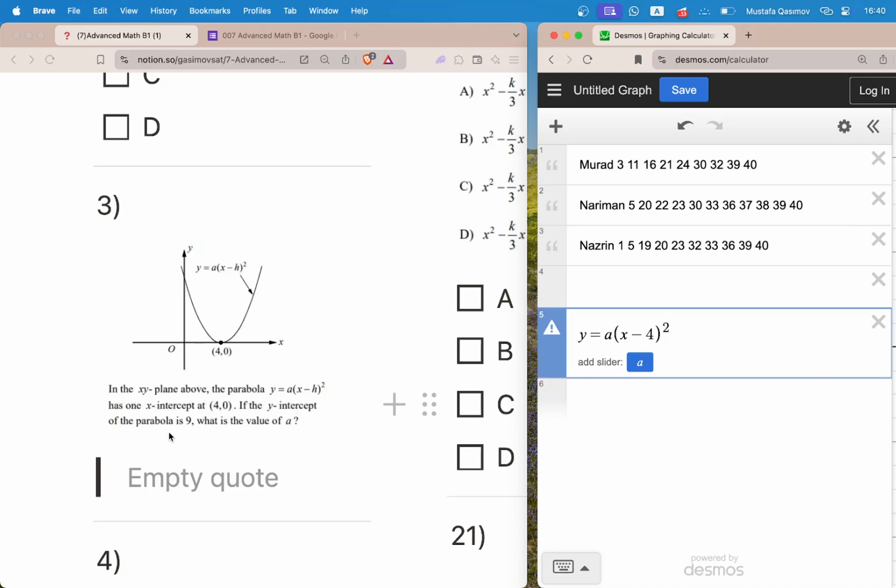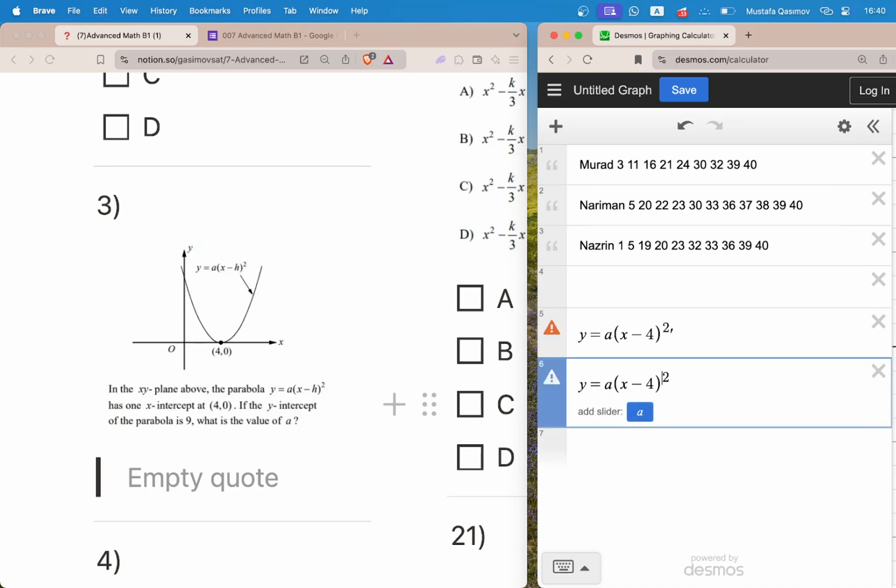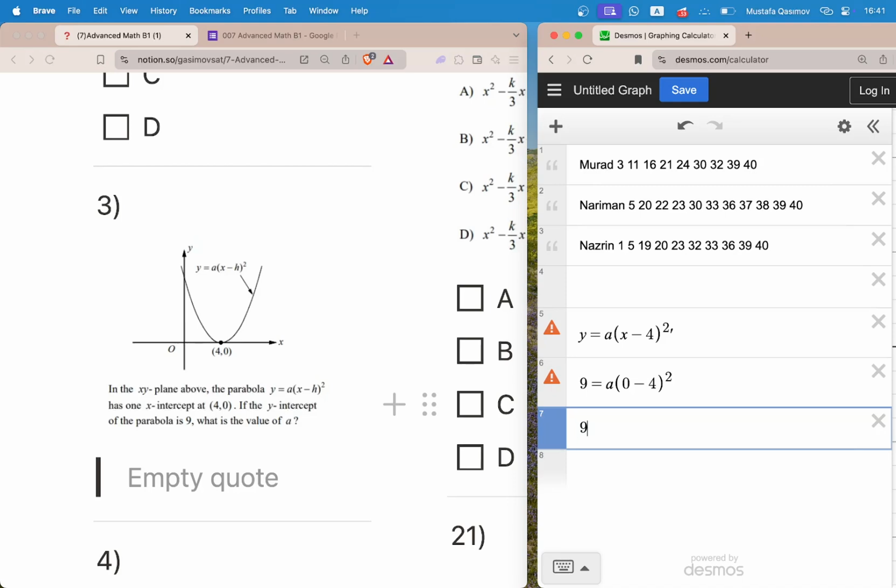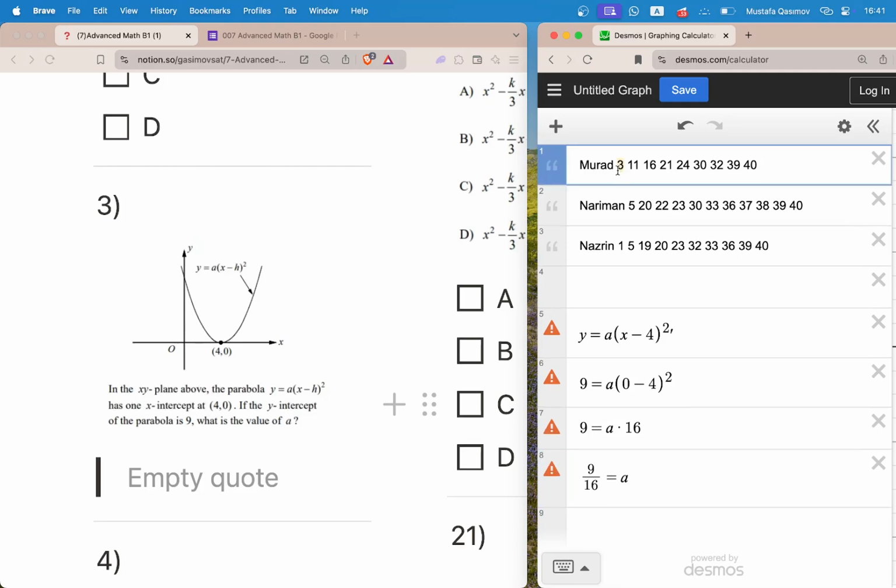If the y-intercept of the parabola is 9. Y-intercept means that x is equal to 0. Then we can put instead of x 0 and instead of y 9. Then we have to calculate value of a from here. A multiplied by 16 is equal to 9 and a is equal to 9 over 16. So answer is 9 over 16. Did you understand, Murat? Yes. Great.